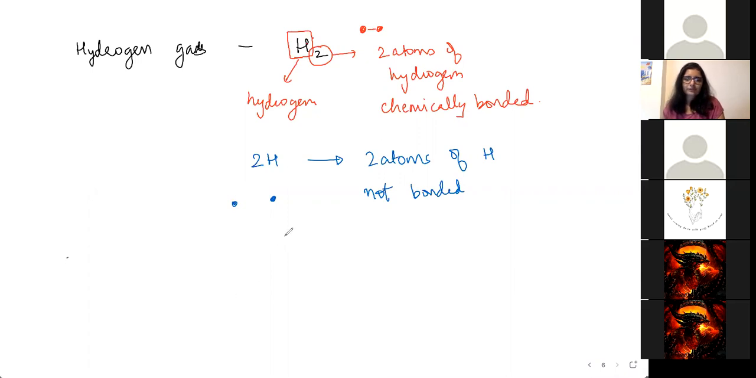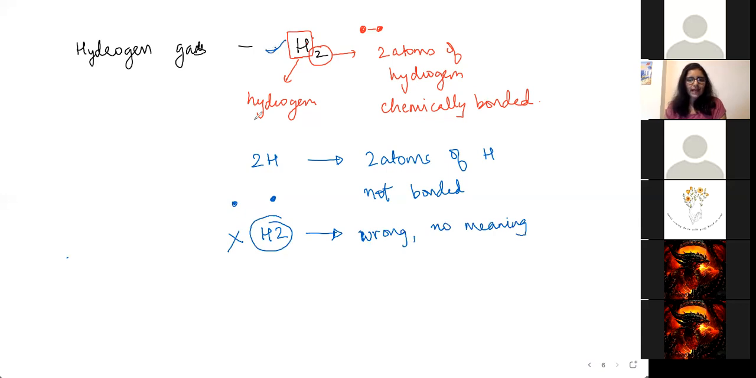Now, what about this? What if I write it as H2 like this, with the 2 not as a subscript? What does this mean? I don't know. Ma'am, it's wrong. Absolutely. Both of you are right. I don't know is the correct answer because this does not mean anything. This is wrong. Okay, so this you will never use it to write.